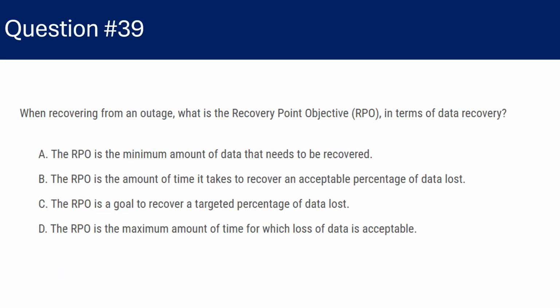Question 39. When recovering from an outage, what is the recovery point objective or RPO in terms of data recovery? A, the RPO is the minimum amount of data that needs to be recovered. B, the RPO is the amount of time that it takes to recover an acceptable percentage of data lost. C, the RPO is a goal to recover a targeted percentage of data lost. Or D, the RPO is the maximum amount of time for which loss of data is acceptable.